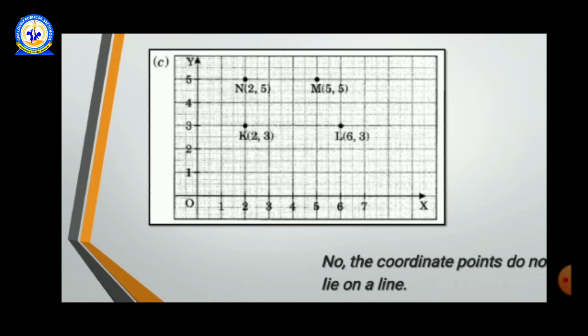They will not form a single line. When we join the points, they will not form a single line. You can see on the graph. So we can say that no, the coordinate points do not lie on a single line.